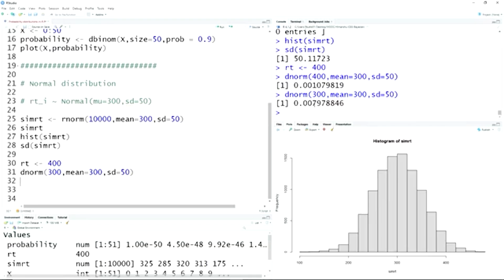Similarly, let's say you want to calculate it for 300, it would come out like this, slightly higher than for 400 because 300 is closer to the mean. That's why this probability density is higher.